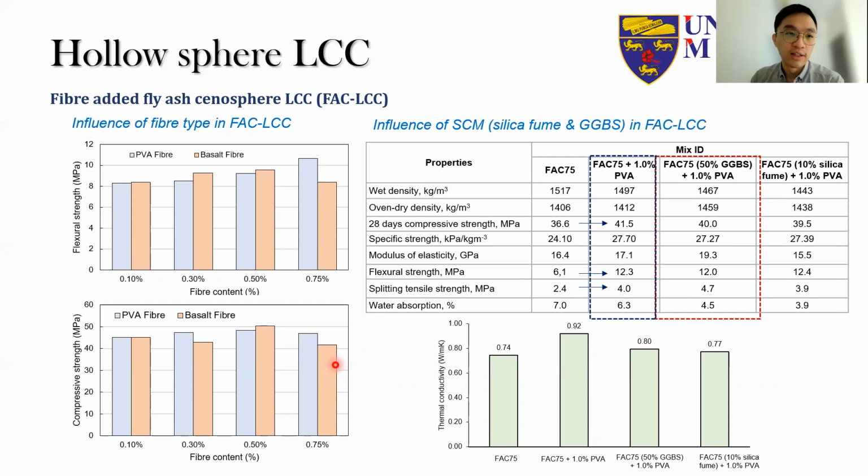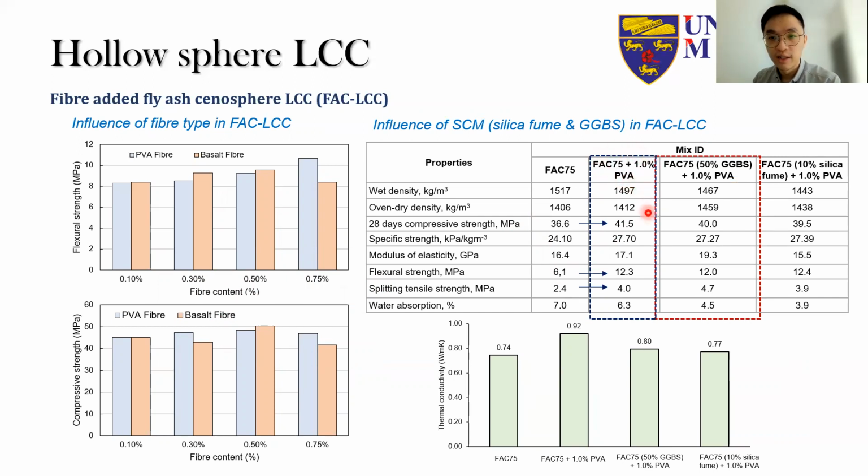But when we look at the PVA fibers, the trend shows that the compressive and also the flexural strength can actually still be improved when we use higher amounts of the fibers. So therefore, we incorporated 1% of the PVA fibers instead into our fly ash cenosphere.